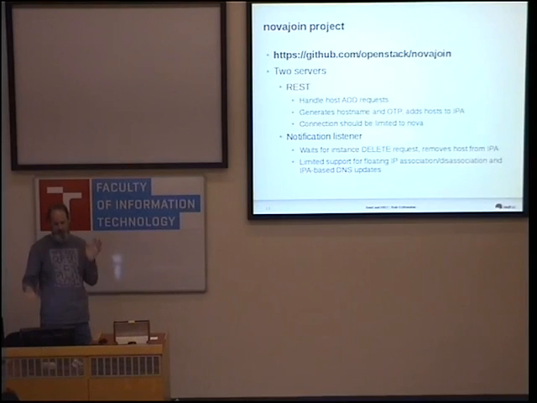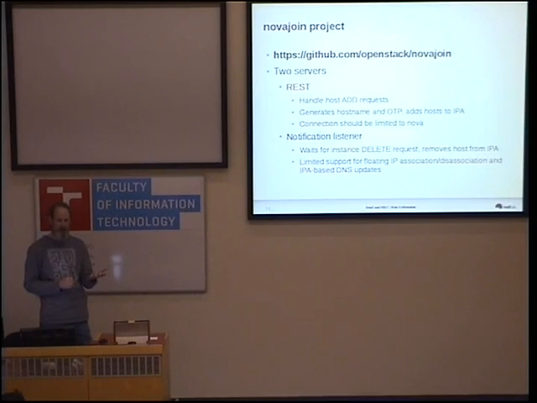So this all led to the novajoin project, or the second generation of novajoin. It's two servers. One is a REST API, which handles the hosts from Nova. All it does is add host to IPA. So it generates a host name based on the instance name plus the IPA realm, or domain name, and then it generates a random one-time password. And it adds that to IPA, and then sends the password and the host name back through the metadata.